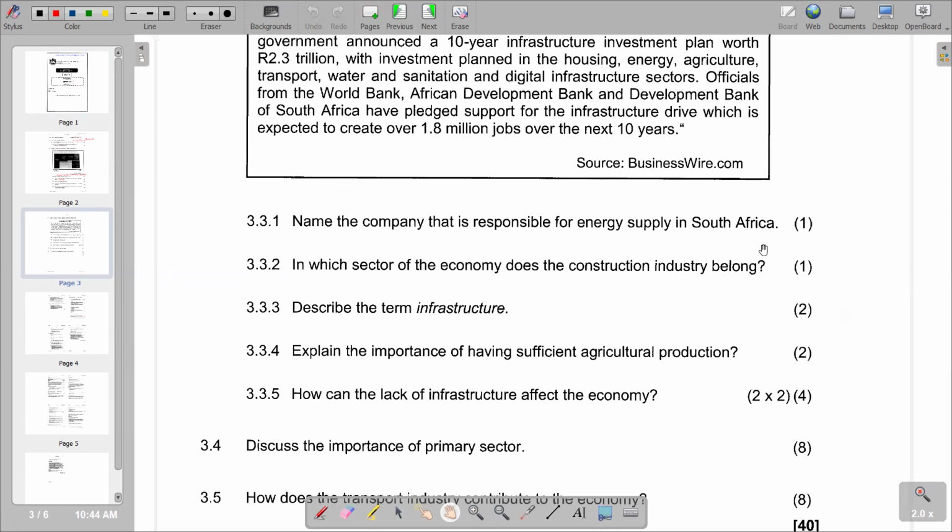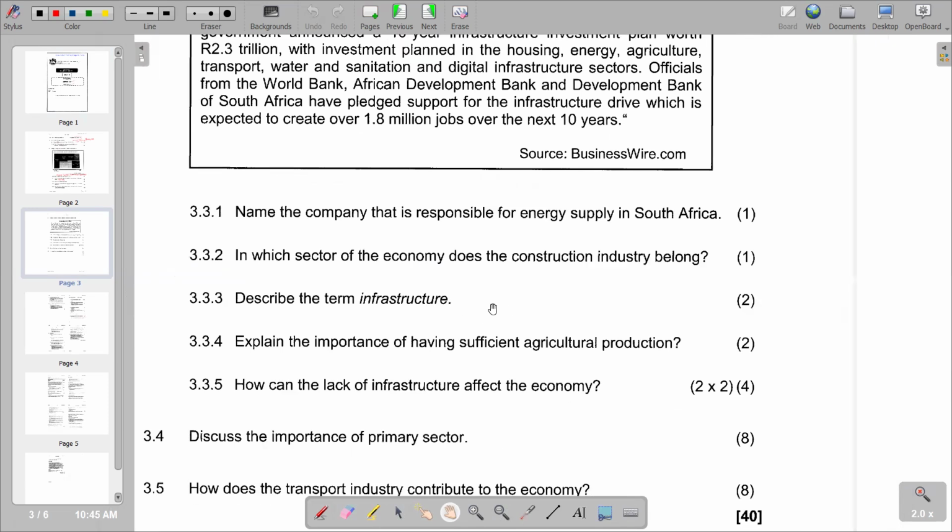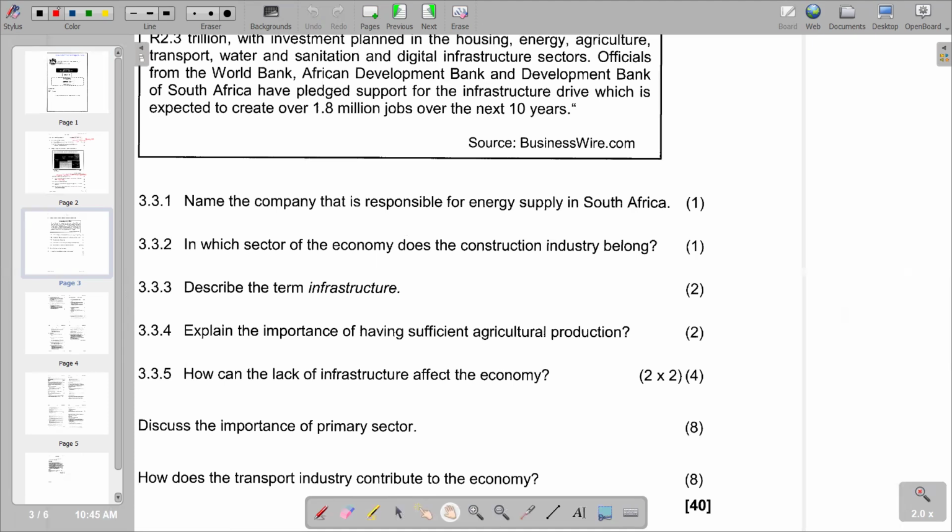This is a clear question, which is very, very straightforward in terms of its requirement. So obviously, we know that the company that is responsible for energy supply in South Africa is Eskom. Eskom becomes the answer that we have there. So here we are saying it's Eskom. Of course, we have to present it in caps. So this is what we have.